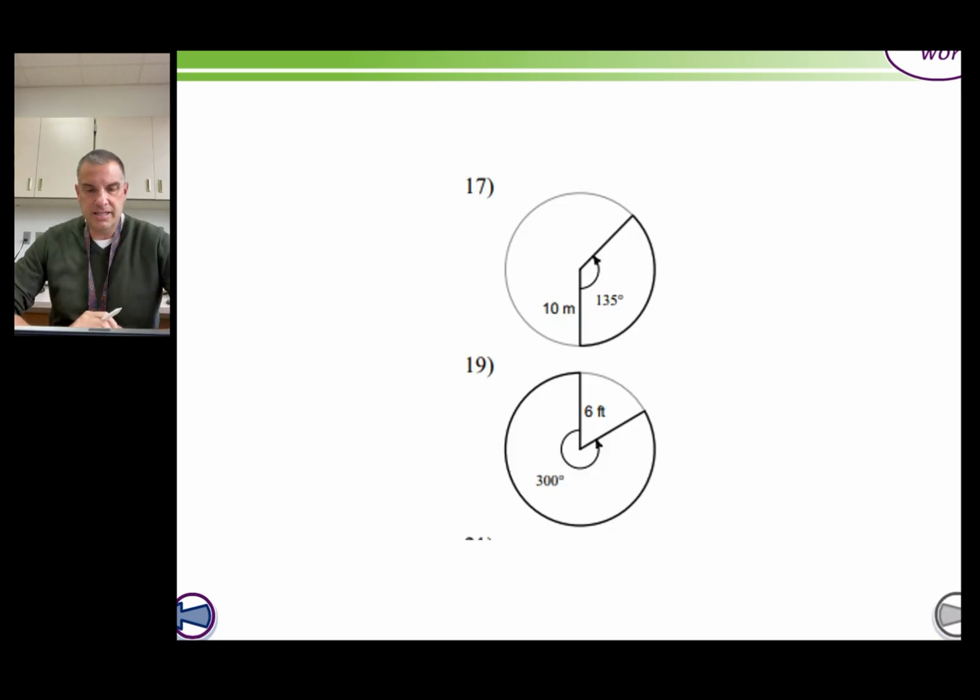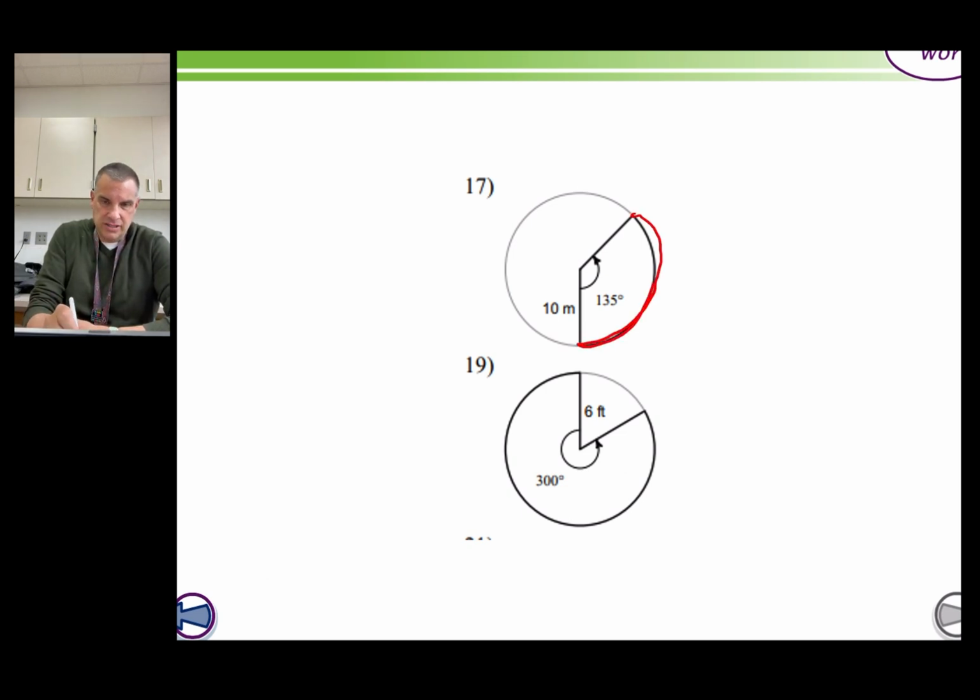So let's look at a couple examples. Now we want to find the arc length in these, so we want to find the length of these. Make sure you follow the directions. We're not finding the area of this, we're finding the arc length. So we're going to find that distance from there to there.